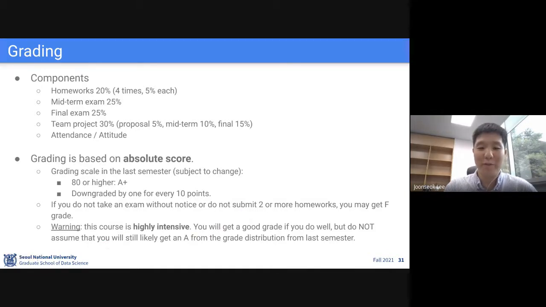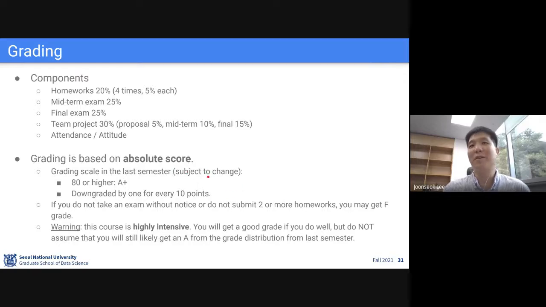And I'd like to tell you, actually warn you, that this course is very, very highly intensive. We do require you to finish four homeworks, which is not very easy, I would say. And also the team project is really intensive. It will basically be conducting a research on computer vision with three or four other students. So writing a paper is not an easy thing, as you know. So this course will be highly intensive, and you need to finish all of these well to get a good grade. So this is our warning that if you know the distribution of the last semester, forget about it. It doesn't reflect this semester's grade distribution, because I'm just using the absolute score. You need to get 80 or higher score to get an A+.